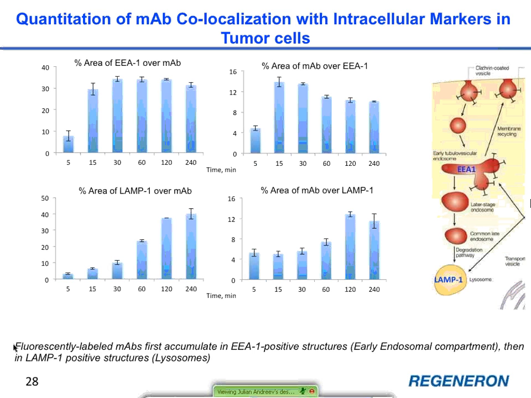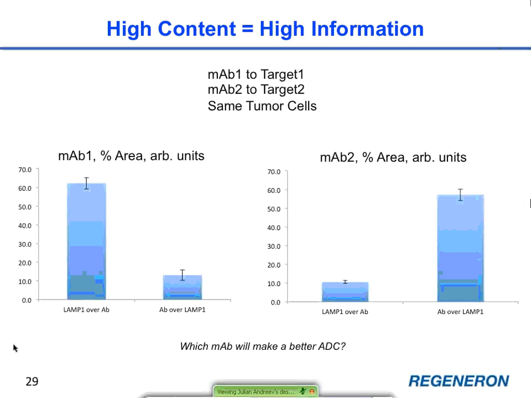Well, high content analysis for me always meant high information analysis. Here in the co-localization assay, we have only 2 outputs, but already quite a lot of information for us to consider. So let's look at this result. We have antibody 1 to target 1 and antibody 2 to target 2. You follow their internalization in the same tumor cells, knowing that lysosomal processing is essential for cytotoxicity and used by the corresponding ADC.